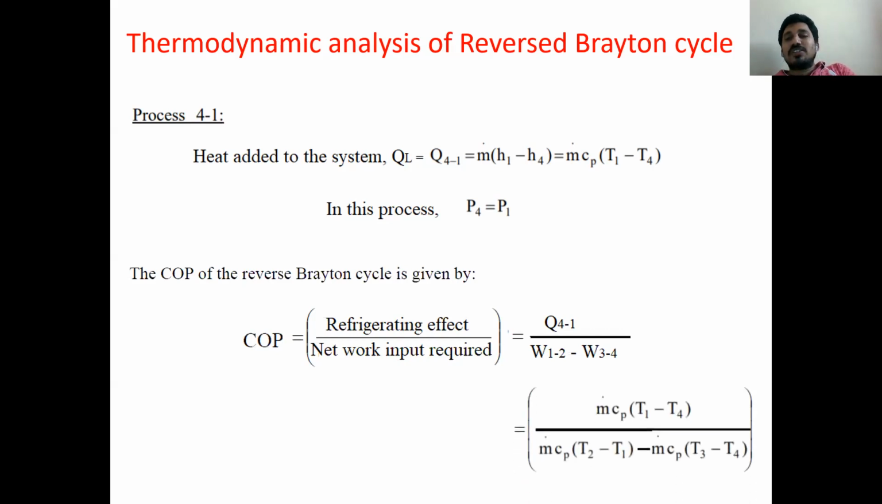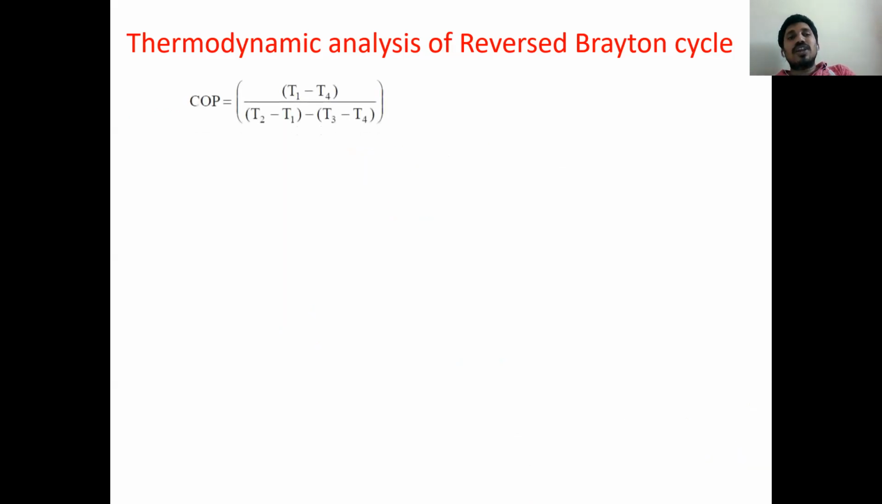So if you write the equations we discussed in the processes: Q41 is MCP (T1 minus T4), W12 compressor work is MCP (T2 minus T1), expansion work is MCP (T3 minus T4). MCP will cancel in numerator and denominator. Finally, we get the value as (T1 minus T4) by (T2 minus T1) minus (T3 minus T4). The same equation can also be written like this.